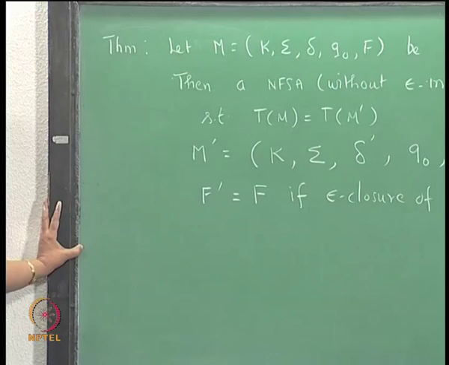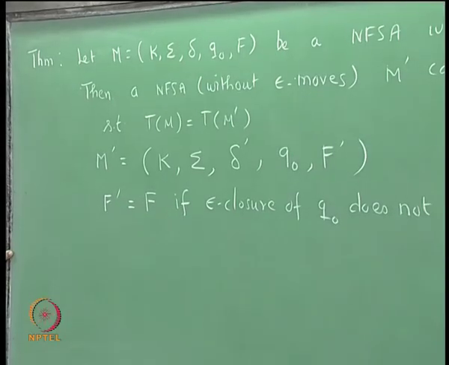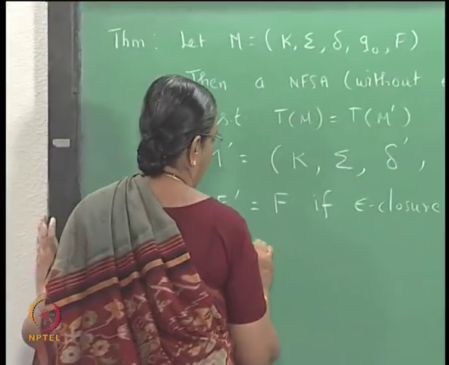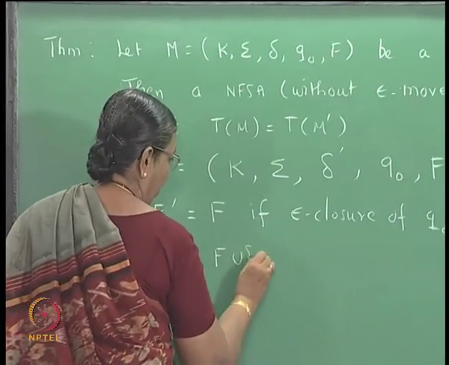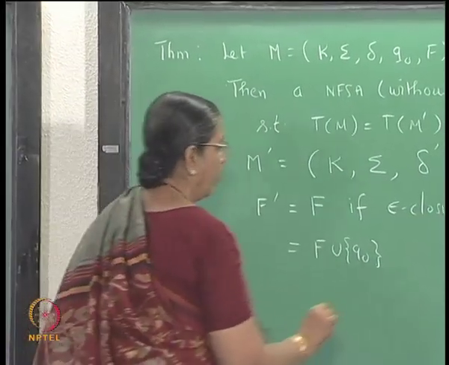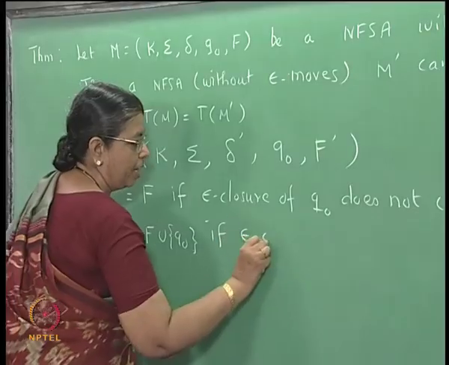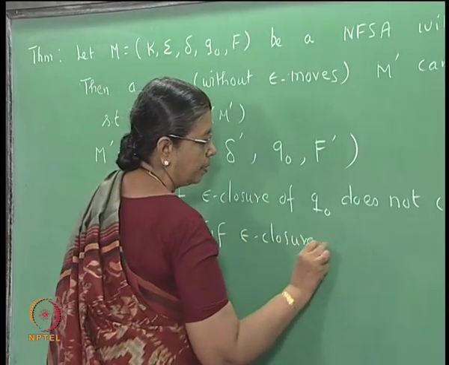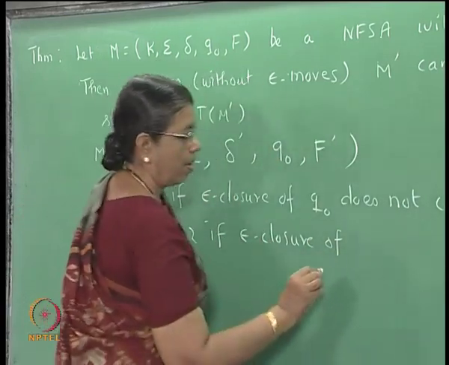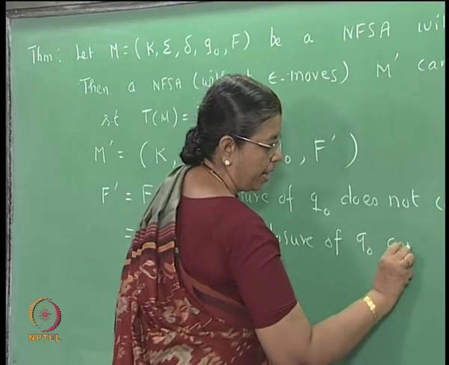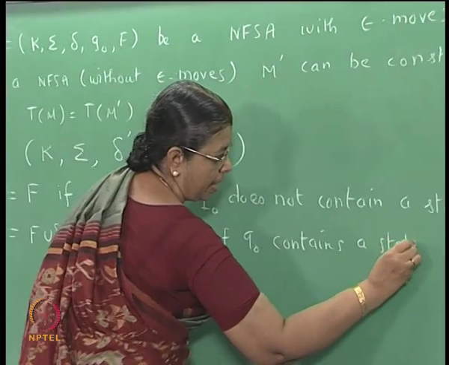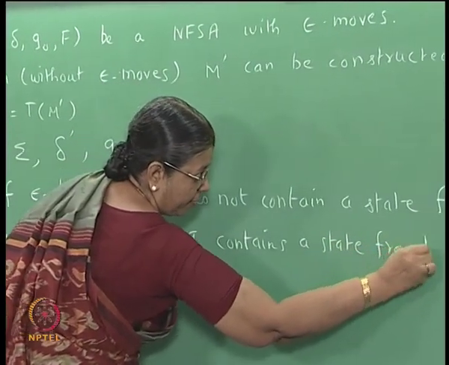If the epsilon closure of Q naught does not contain a state from F, it is the same as F. It is equal to F union Q naught if the epsilon closure of Q naught contains a state from F.